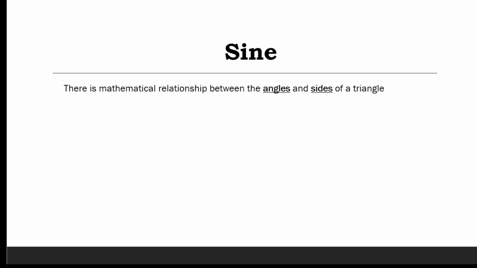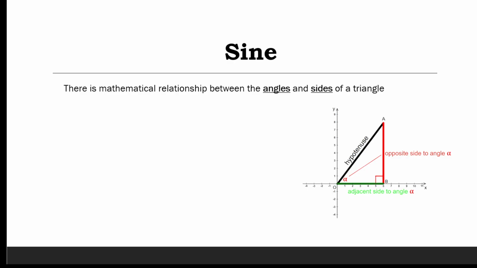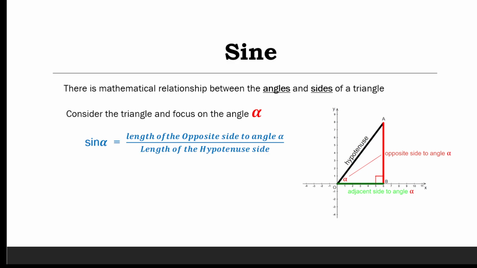Now let us consider the sine and see the relationship that exists between the angles and the sides of a triangle. Consider angle alpha again. Sine alpha is defined as the length of the opposite side to angle alpha divided by the length of the hypotenuse side. In short, sine alpha is equal to AB divided by OA, and then AB can be made the subject of the formula and is equal to OA times sine alpha.